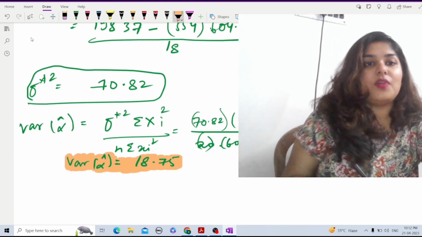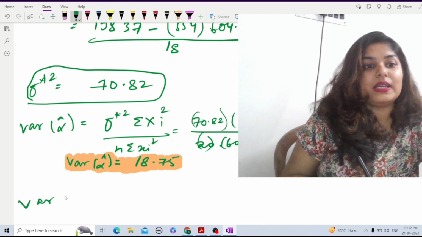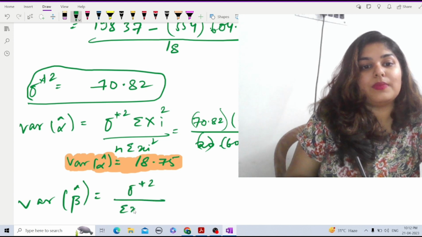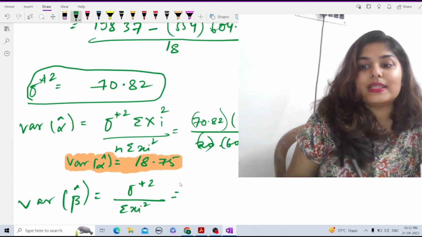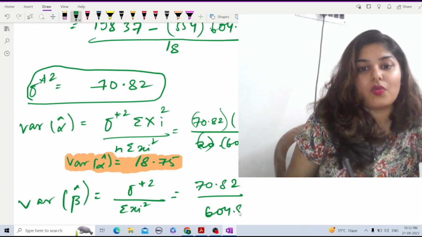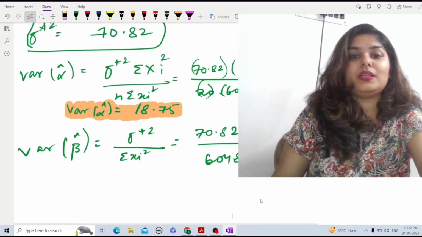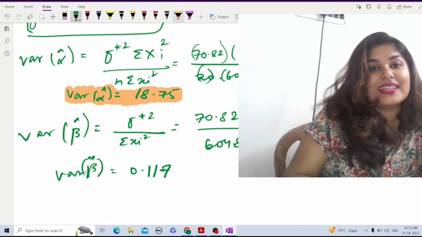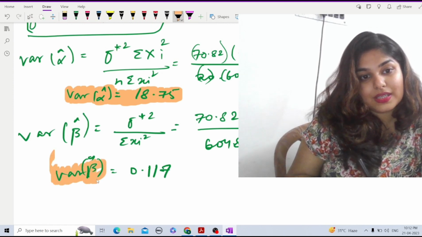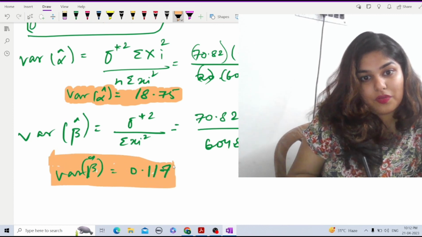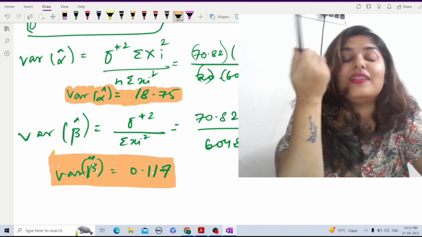Now by the formula of variance of beta hat, we have sigma star square by summation small xi square, that is equal to 70.82 divided by 604.8. So if we calculate it, we will get variance of beta hat equal to 0.117. So this becomes our answer for the variance of the OLS estimates, that is alpha hat and beta hat.